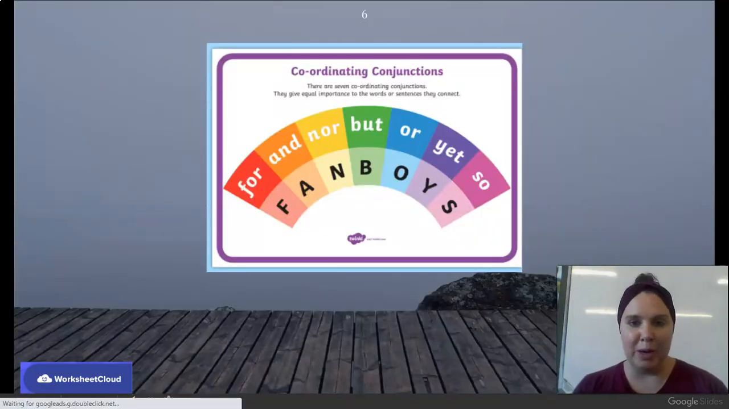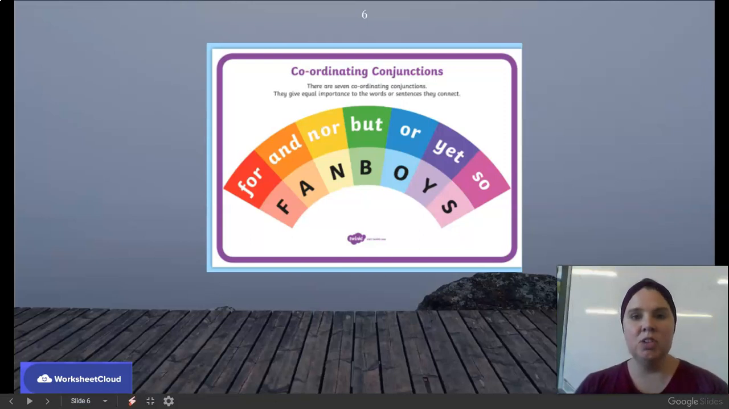Right, so fanboys conjunctions are the 7 conjunctions that we call coordinating conjunctions. These conjunctions join 2 sentences of equal weight or importance. They don't technically need the other sentence to make sense. So for would be the F in fanboys, A is and, N nor, B but, O or, Y yet, S O.